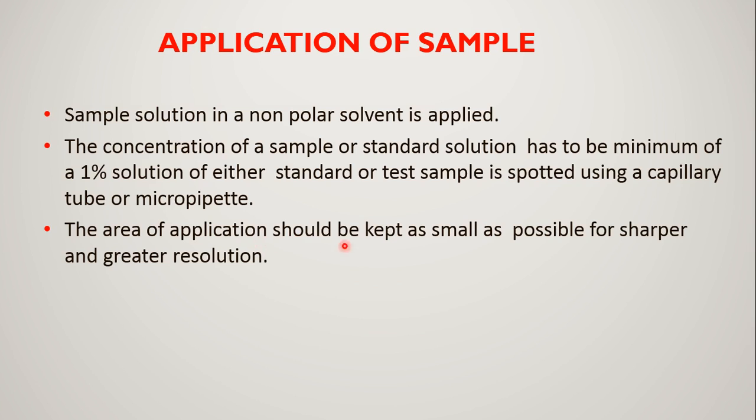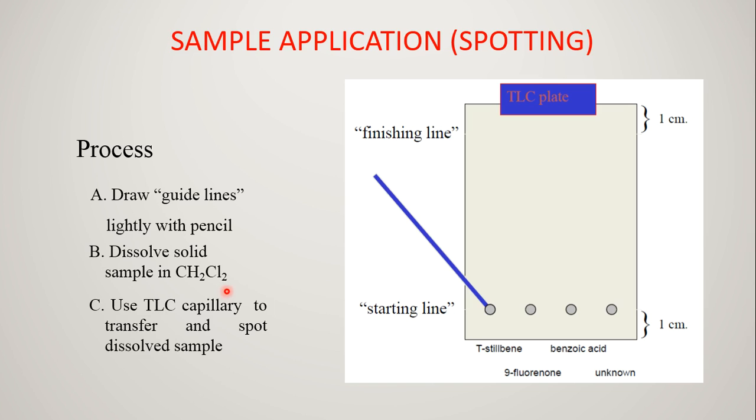The area of application should be kept as small as possible, means the spot should be very small, means its diameter should be very small. So this small spot will give sharper and greater resolution during development. So this is the diagram of the TLC plate and its spotting.